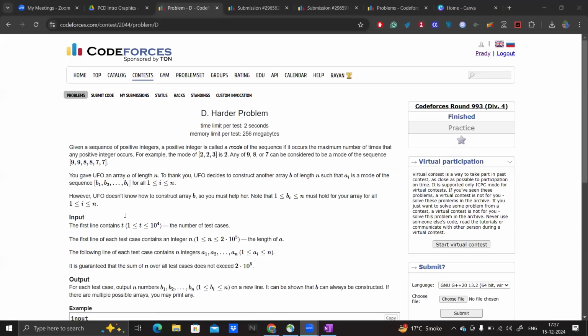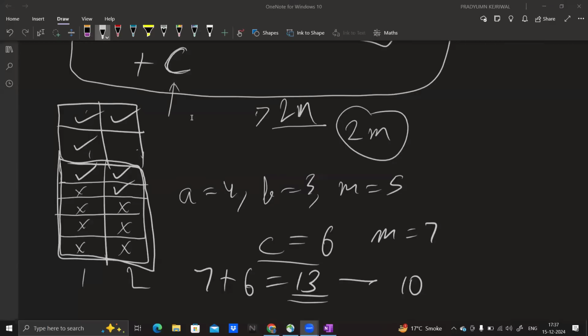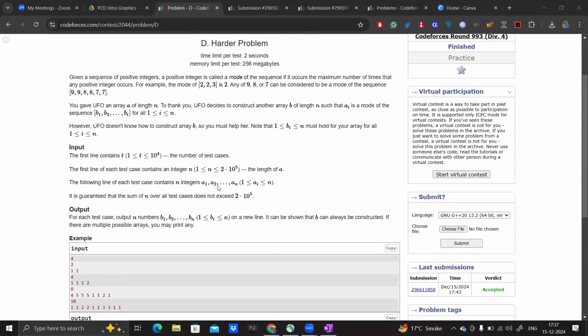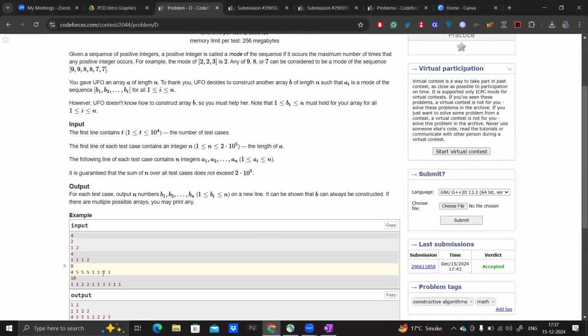That is the definition. And the problem says that we have been given the mode array, right? Like the prefix mode array actually. You gave UFO an array of length n. To thank you, UFO decides to construct another array b such that a_i is the mode of the sequence for all i.